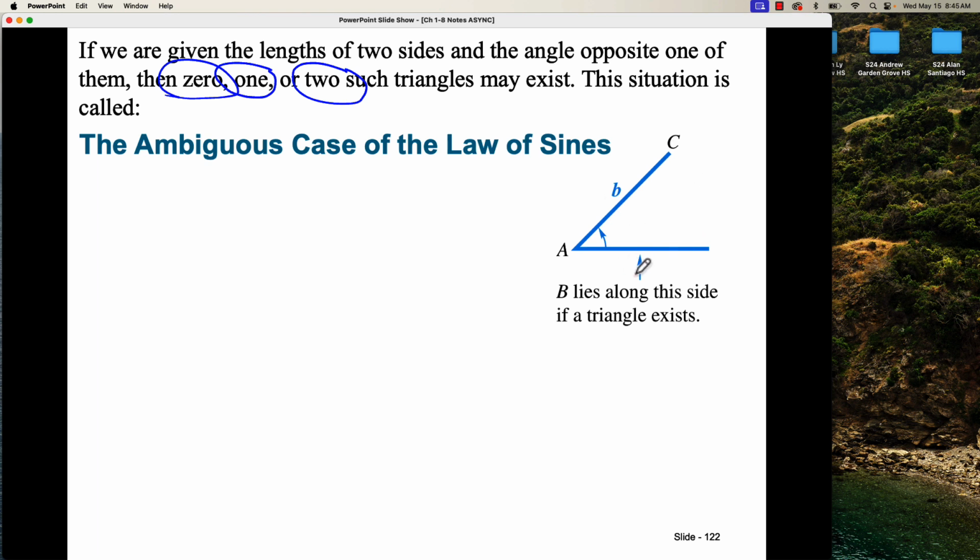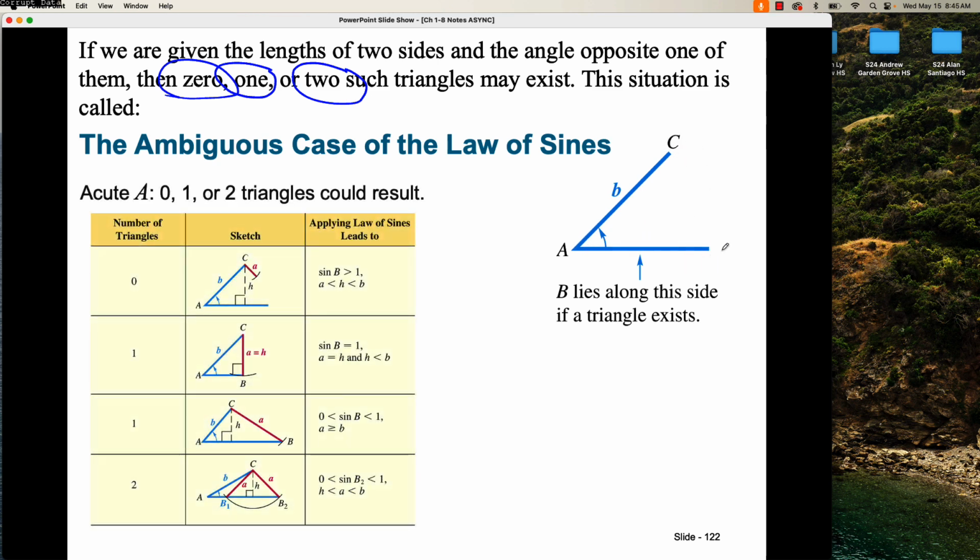Starting with this angle here, capital B would have to lie somewhere along this side if a triangle exists, because capital A is here, capital C is here, so capital B would have to be somewhere along this side. Well, if we have an acute angle A, then 0, 1, or 2 triangles could result. And here it is in a table showing the options. 0 triangles would exist if sine of that angle B was greater than 1, because that's outside of the domain.